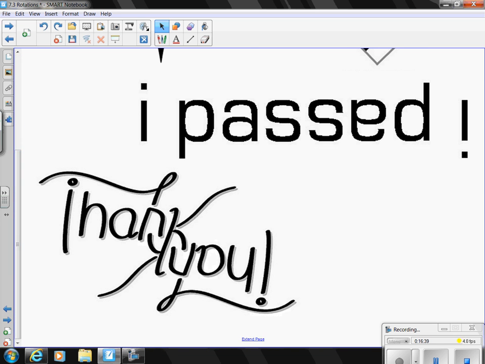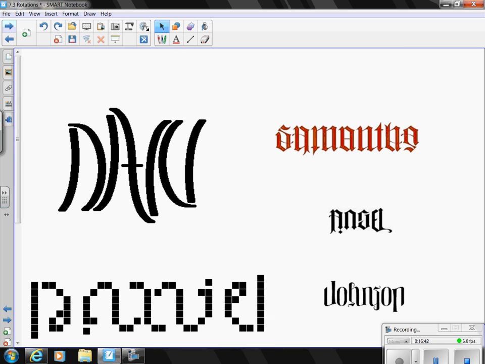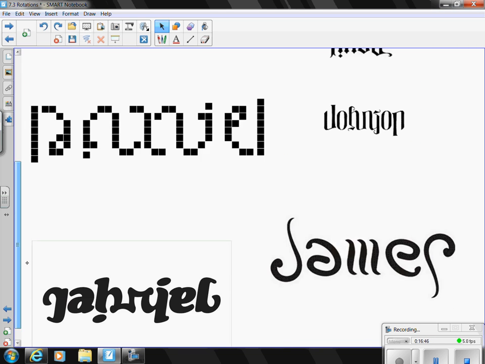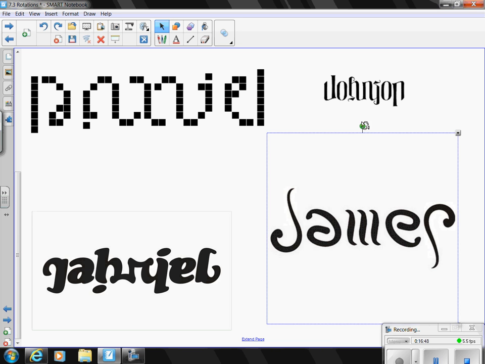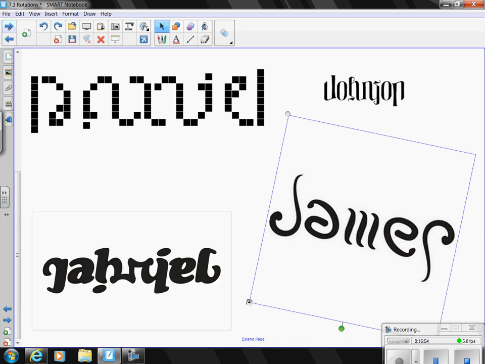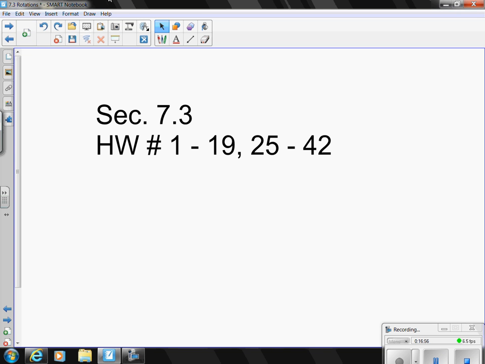Here's some different people's names that have rotational symmetry. The name James is still James. There's a homework assignment.